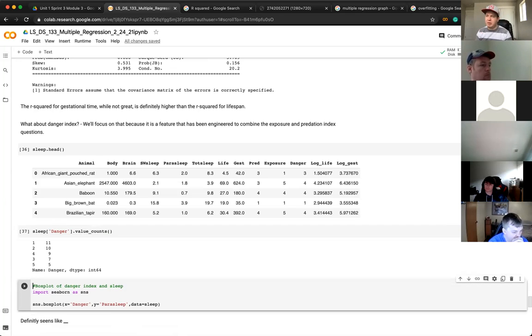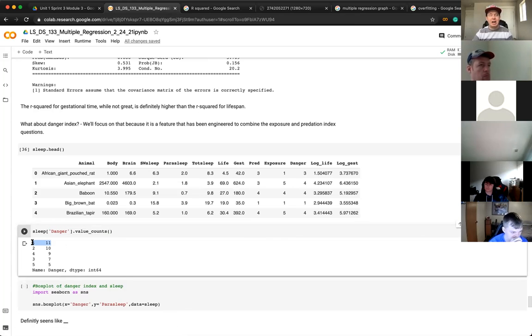And if we had the data dictionary here, you would see that 1 is animals that are not in danger as often, and 5 is animals that are in a lot of danger. This is a kind of a 5-point scale between are you the predator or are you prey, right? And 1 here is like these mammals are predators. 5 here is these animals get eaten all the time. They are in danger, right?